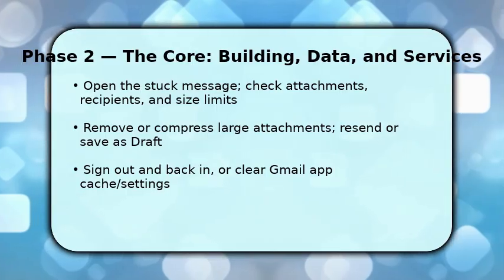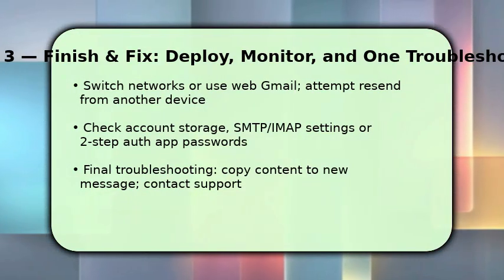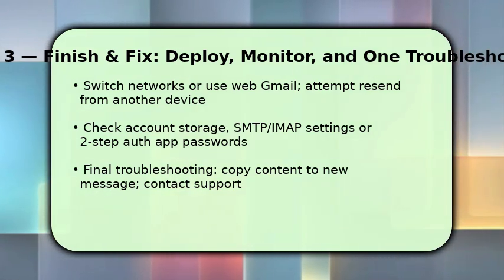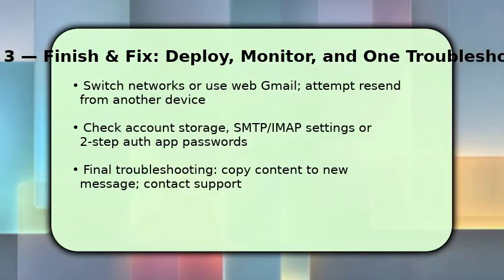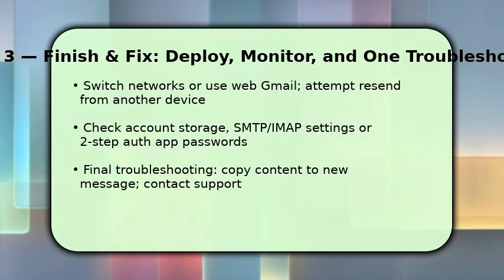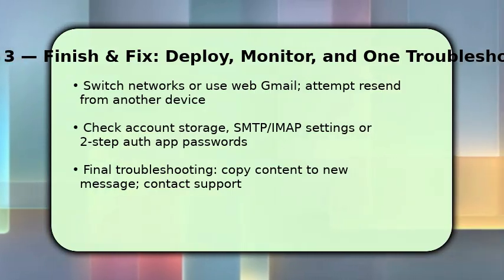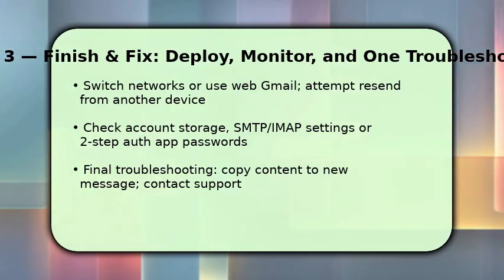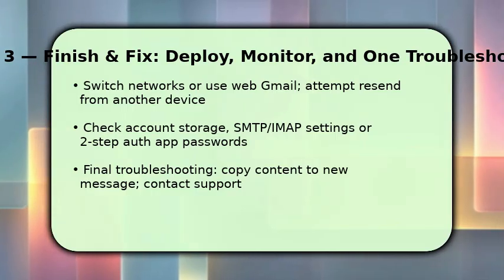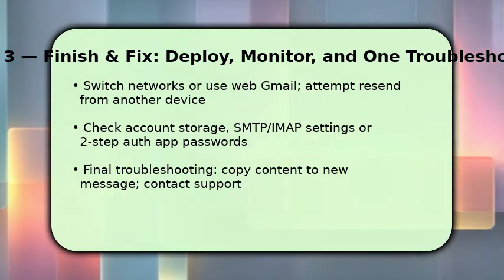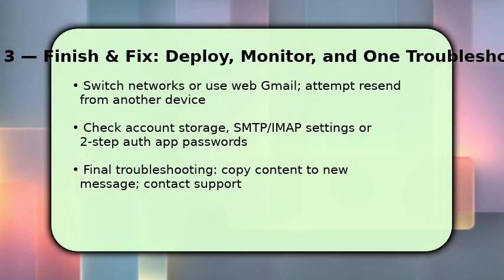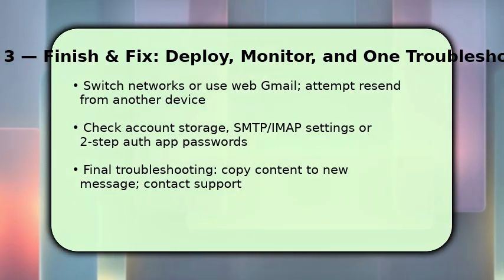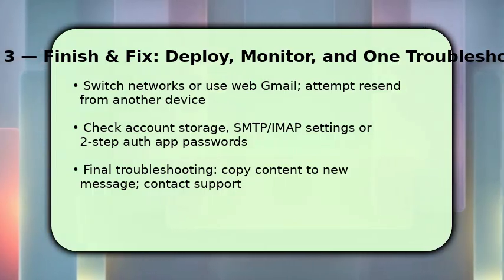These steps resolve client-side corruption or credential issues. For final resolution, you escalate to advanced retries and checks. Switch to another network or use Gmail on the web, then resend. Sometimes device-level restrictions block outbound traffic. Verify account storage, and for external SMTP/IMAP setups, confirm server settings and authentication. Generate an app password if two-step verification is enabled. If the message remains stuck, copy the content into a new email and try sending. If problems persist, contact Gmail support. As a key troubleshooting tip, always save a copy before deleting the stuck item.